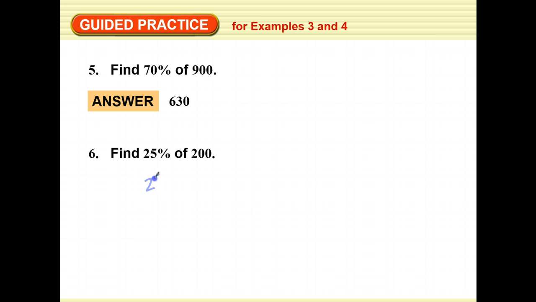So let's say 25% means you get 25 out of 100. Well, what if it's out of 200? Well, from 100 to 200, you multiply by 2, right? If out of 100 I get 25, then out of 200 I'm going to get 50. So my answer would be 50.